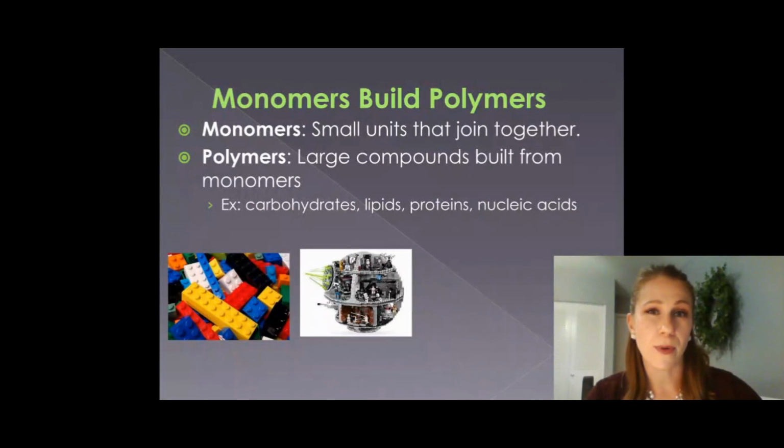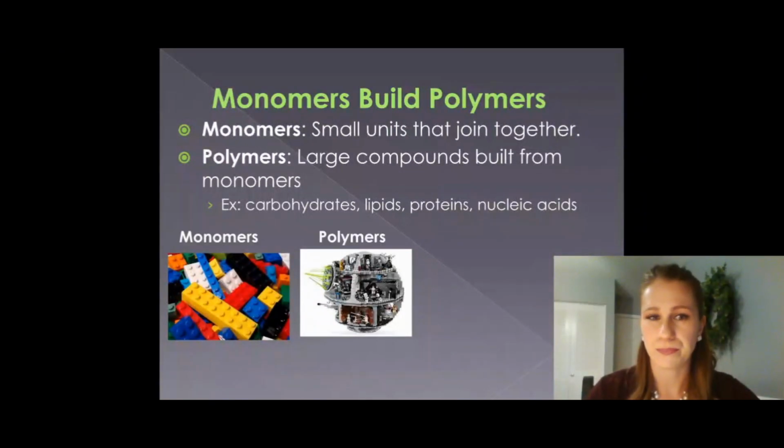Some examples of these polymers that we're talking about today are carbohydrates, lipids, proteins, and nucleic acids. They are biomolecules. And again, the difference between monomer and polymer: monomers are going to be smaller pieces that you're going to use together to build up to a polymer, a larger compound.